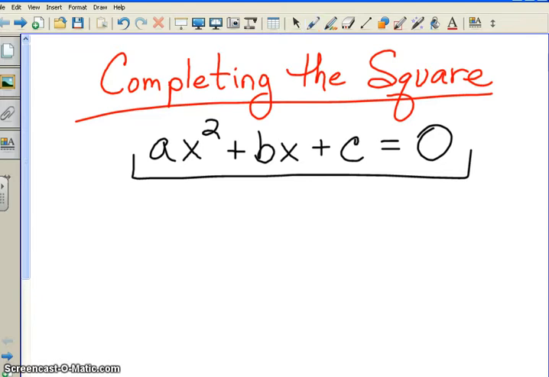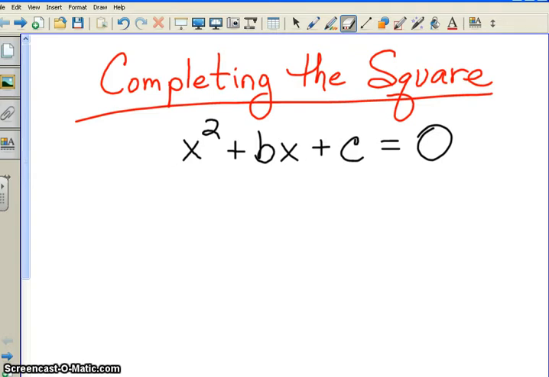With the last method, the completing the square method, we have to transform this equation a little bit. When we're completing the square, we don't want an a value. I'm going to get rid of that for right now. If there is an a value there, we'll discuss what you do if there is an a.